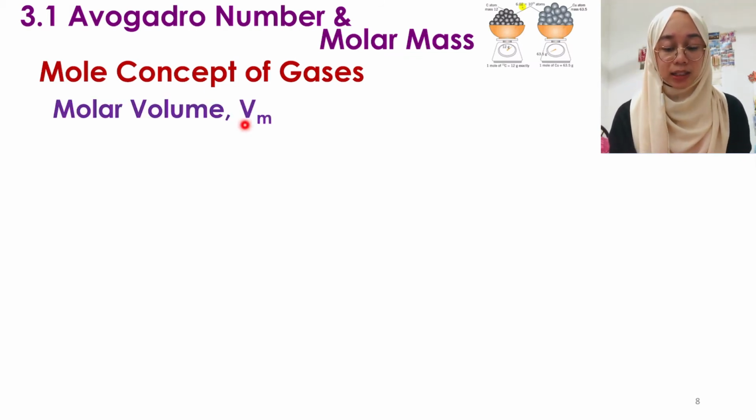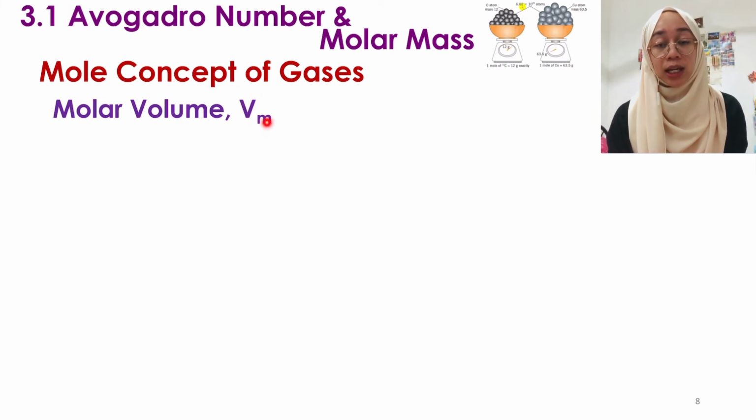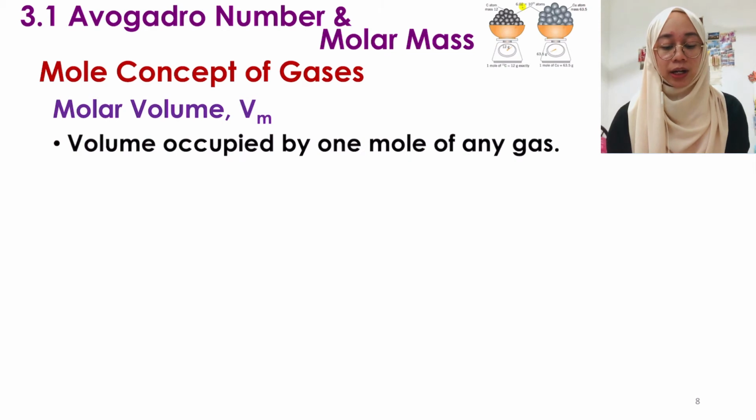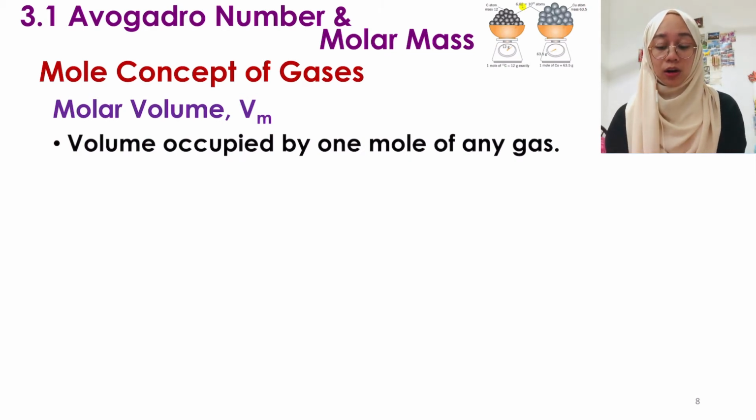Molar volume ni dia ada simbol dia, Vm. Molar mass dia tak ada simbol. Okay, usually kita akan tulis penuh molar mass lah. Tapi kalau molar volume, kita boleh guna Vm. V mewakili volume, m kecil ni mewakili molar. Okay, so it is a volume occupied by 1 mole of any gas.